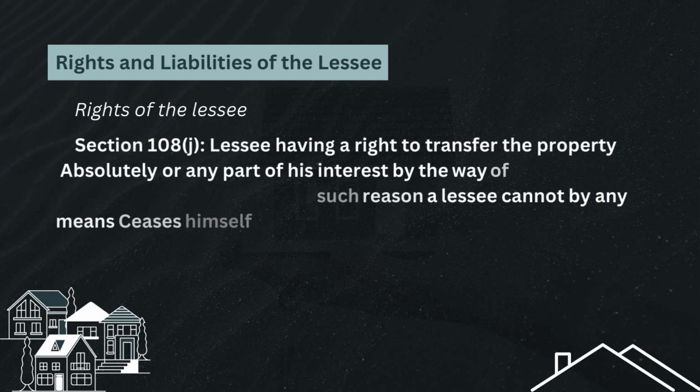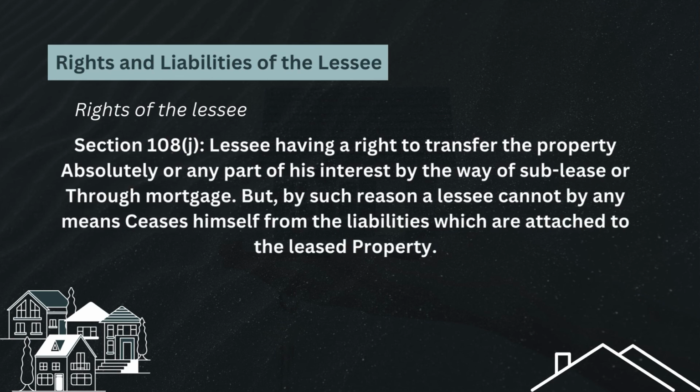Section 108 clause J: the lessee has a right to transfer the property absolutely or any part of his interest by way of sublease or through mortgage, but for such reason a lessee cannot by any means free himself from the liabilities which are attached to the leased property. Liabilities of the lessee towards the property or against the lessor.